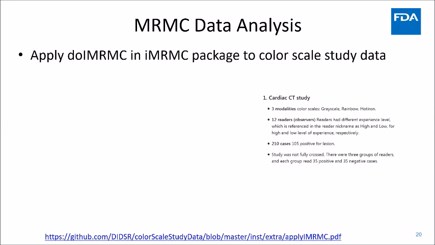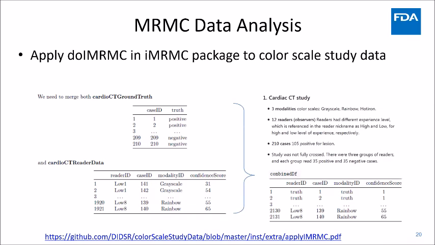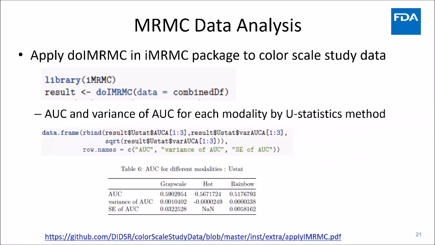We'll focus on the first sub-study, the CT image study, which involved 12 readers and 210 cases. The images are in three color scales: grayscale, rainbow, and hot iron. To apply the iMRMC function, we need to combine the ground truth and reader study data into a single data frame. Then, by calling this function, we can extract the AUC and variance of AUC for each modality by the U-statistics method from the result list.